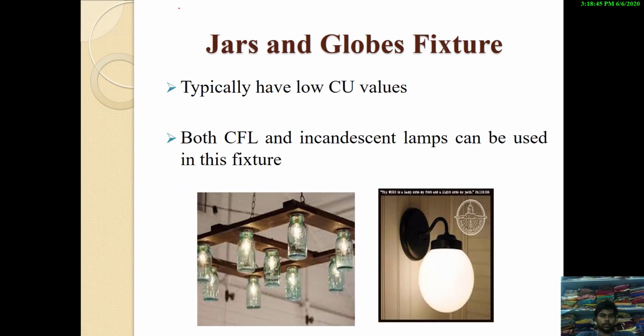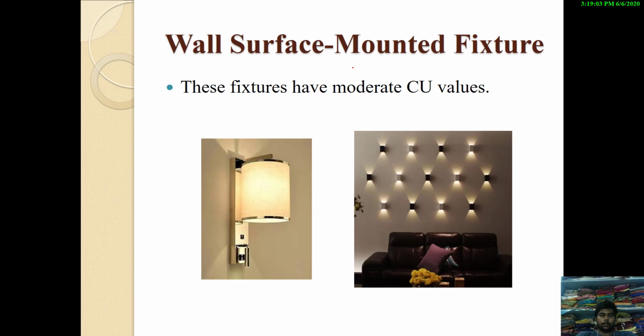Jars and globes typically have low coefficient of utilization values, and both CFL and incandescent lamps can be used in these fixtures. Here you can see the pictorial representation of this type of fixture. The second one is the wall surface mounted fixture. It has moderate CU values. This is a wall surface mounted fixture.